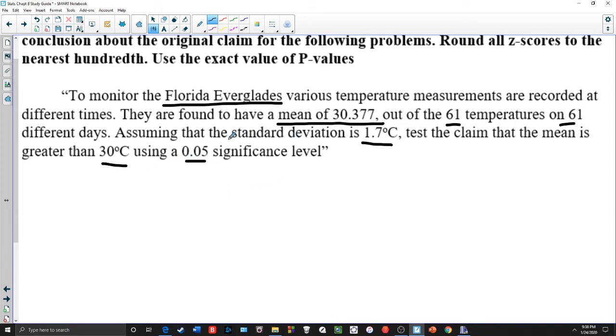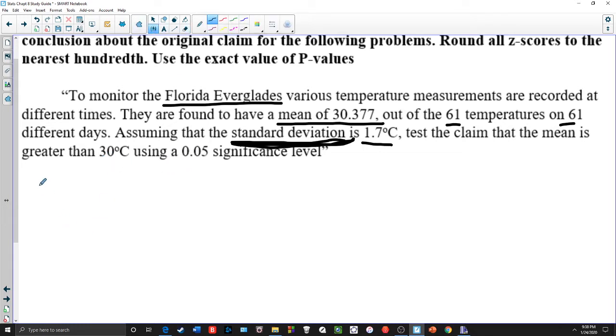Okay, so they don't necessarily say sample or population. If they don't say sample deviation, though, you can assume it's the population deviation. It says assuming that the standard deviation is 1.7 degrees Celsius. So if it doesn't specifically say that this is just from the sample, you can assume that standard deviation is for everything in the population. So this is going to be a z-score kind of mean problem, because the key thing here is that we don't have a sample deviation, we have the standard deviation of the entire population, not just of the sample that they're picking.